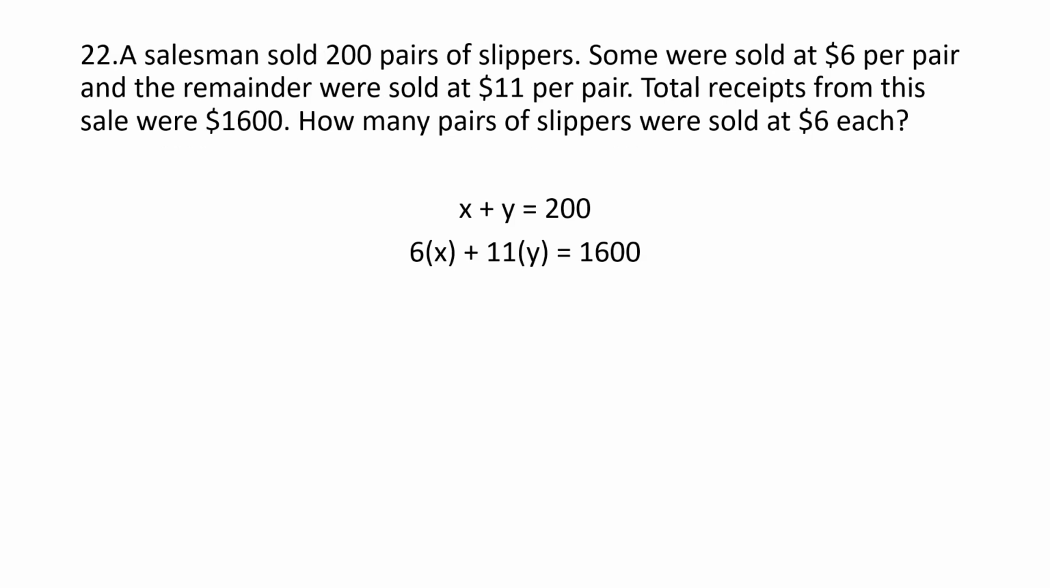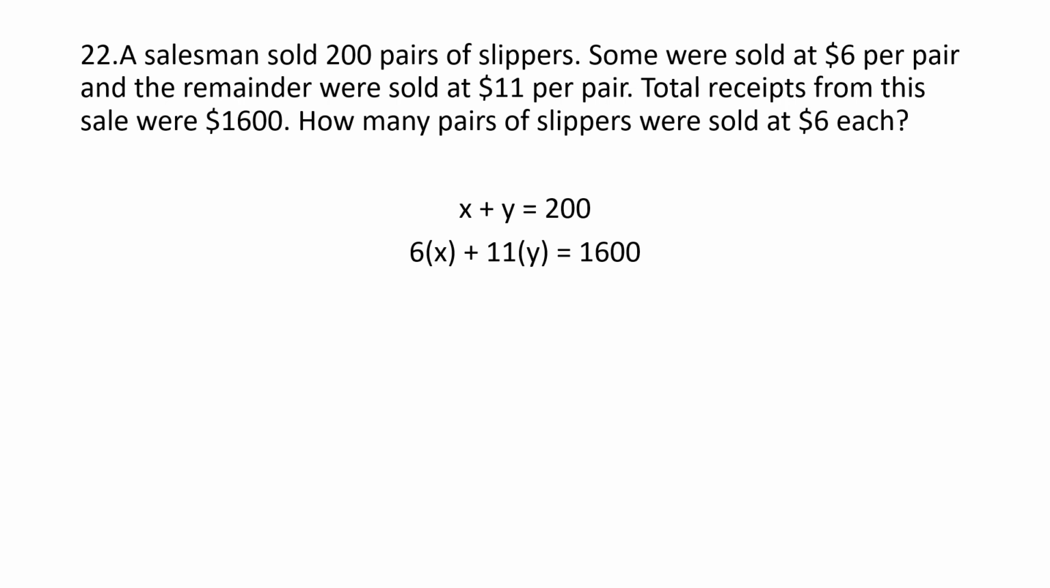This one says a salesman sold 200 pairs of slippers. Some were sold at $6 per pair. The rest were sold at $11 per pair. The total receipts were $1,600. How many pairs of slippers were sold? Now, we don't know which one is which. We're going to just call them X and Y. So then I'm going to sell some for $6. I'm going to sell the others for $11. And there's my 2 equations.